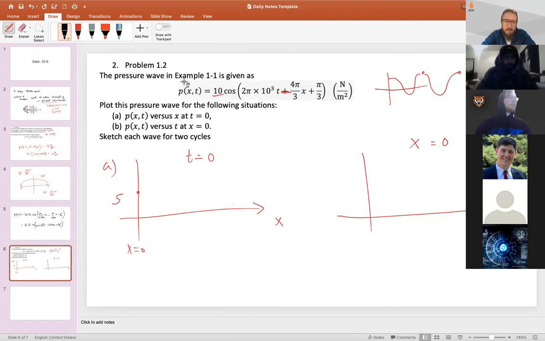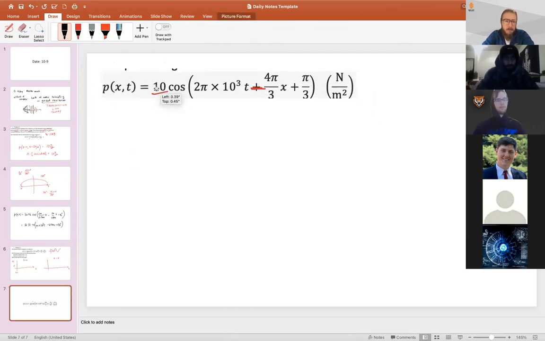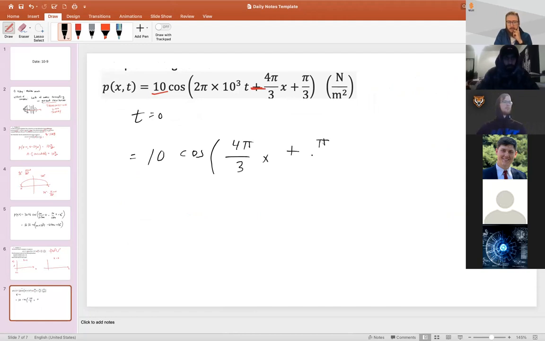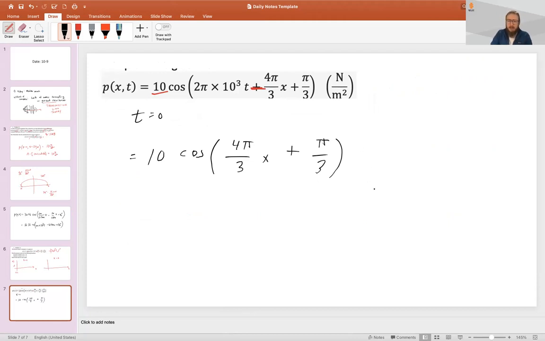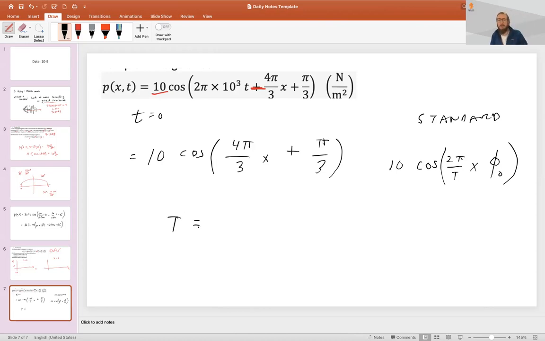So let's look at it. So we set t equal to 0, right? So from our standard form, we know we could write this as this, right? So what is the period? The 0.1 or 0.01. 0.01. Sort of close. How would we solve?